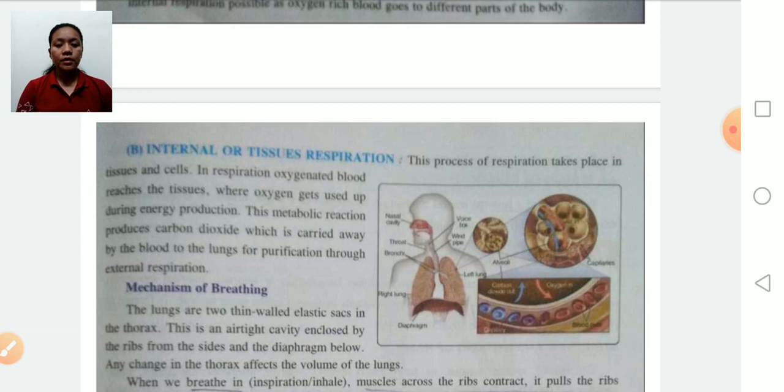External respiration takes place between lungs and blood. Oxygen is diffused into the blood and carbon dioxide is diffused from the blood. In internal respiration, the oxygenated blood reaches the tissue, where energy is produced. During energy production, carbon dioxide is produced, and that carbon dioxide is carried away by the blood to the lungs for purification.